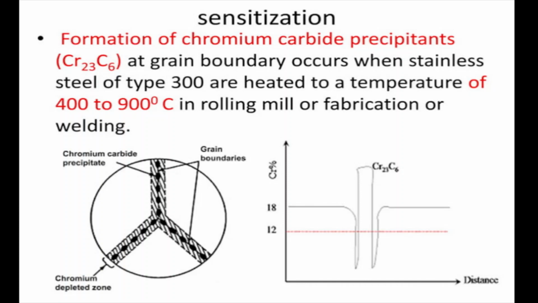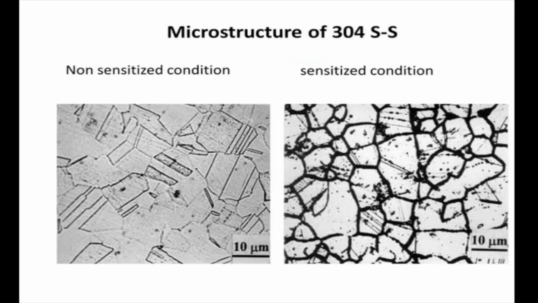Now the chromium carbide precipitate will be embedded on the grain boundary. So this is the chromium depleted zone, which is just around and very close to that particular region, in the vicinity of that region. So this is the microstructure of 304 stainless steel.